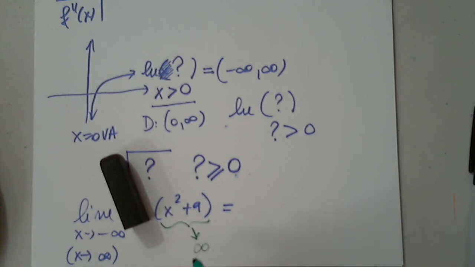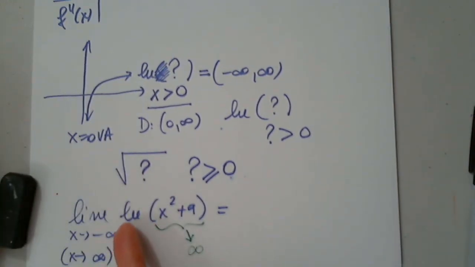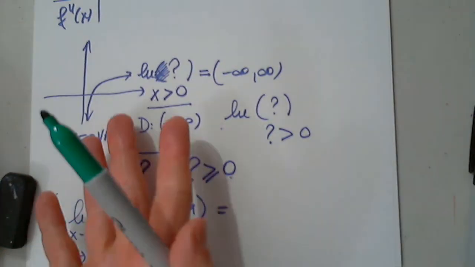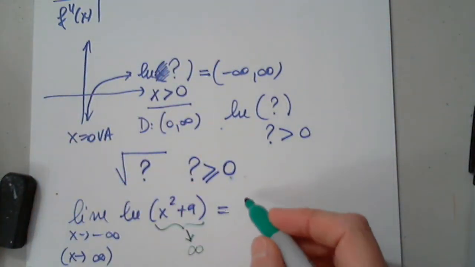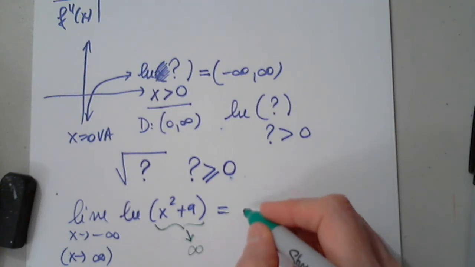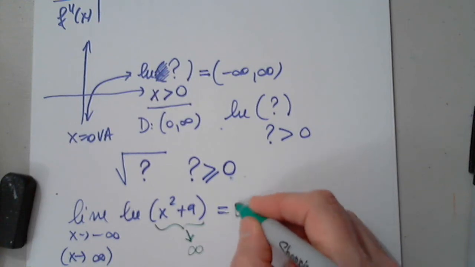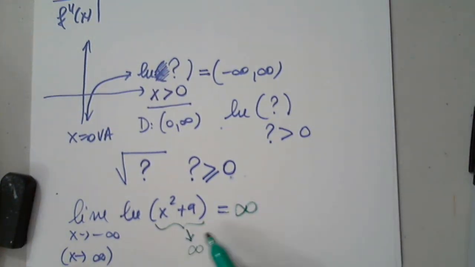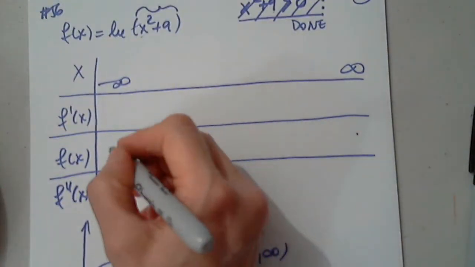Infinity. Good. So now, where is natural log of infinity going? And you can look at the graph. Infinity. Excellent. And this will not change. If you put infinity or negative infinity in here, this is still going to infinity because this is squared. So I found the limits.